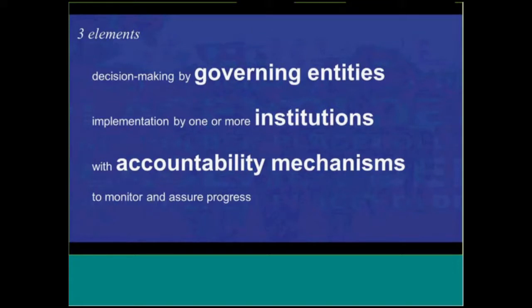We're proposing that governance entails transferring decision-making responsibility from individuals to governing entities, and that implementation is by one or more institutions, and that there need to be accountability mechanisms that monitor and assure that progress is being made on the decisions made, engaging the governing entities and the institutions, and also those on whose behalf they are acting.